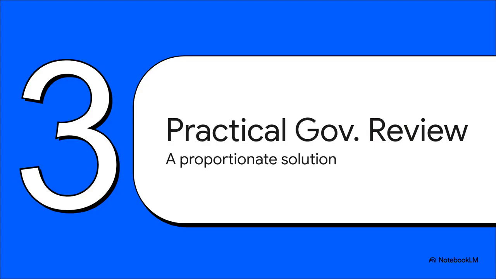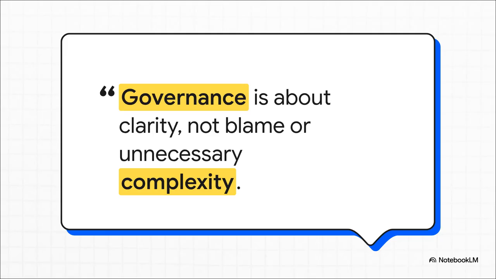So how do we fix it? That's section 3, a practical governance review. So the crucial point I want to make here is that governance is about clarity. It's not about blame, and it's certainly not about unnecessary complexity. A practical governance review is absolutely not an exercise in pointing fingers at whoever happened to set up the IT 5 years ago. It is purely an evidence-based exercise to just get some clarity.